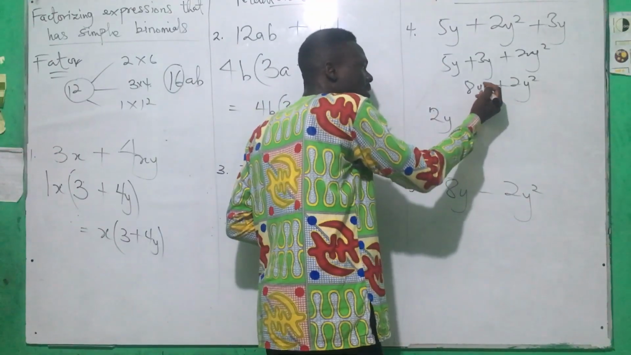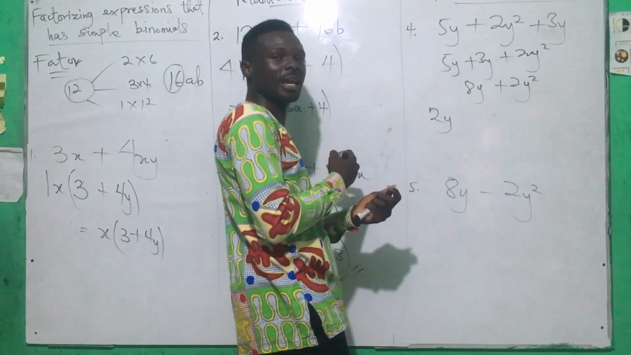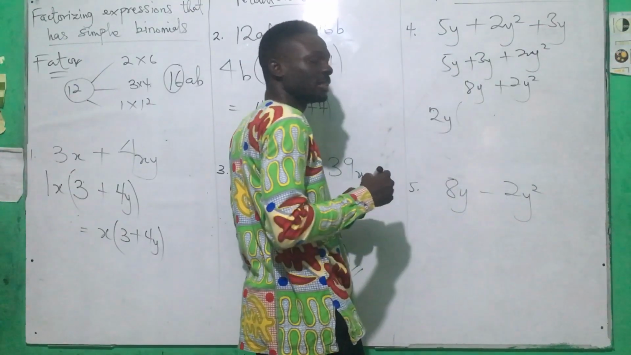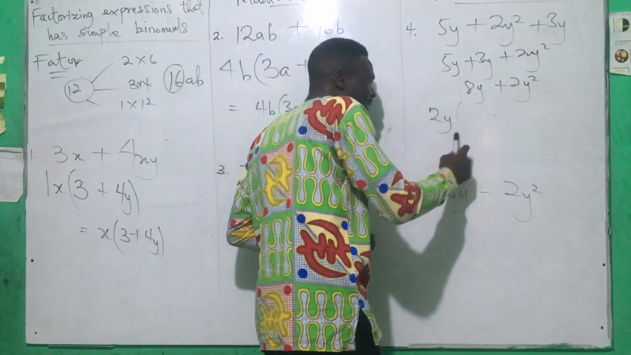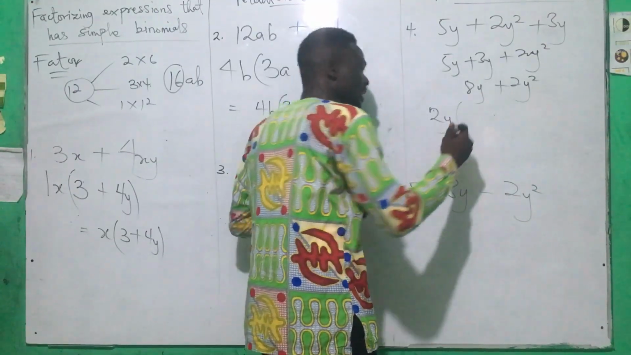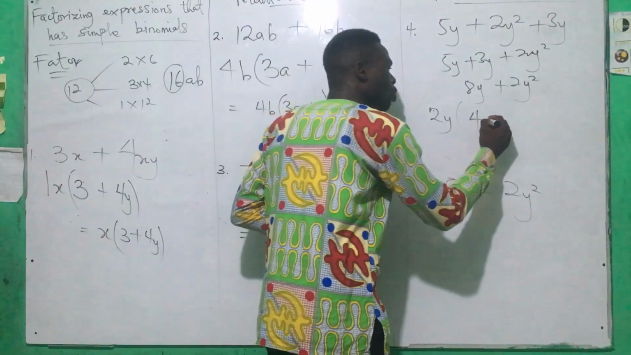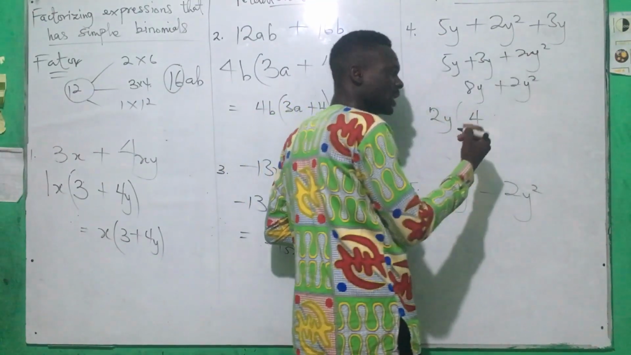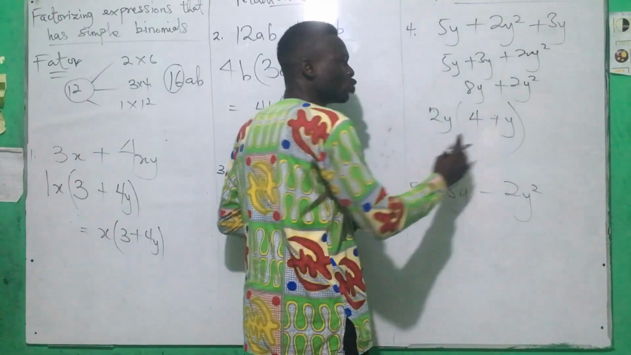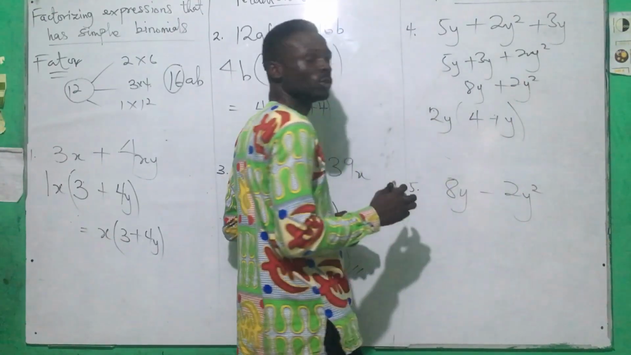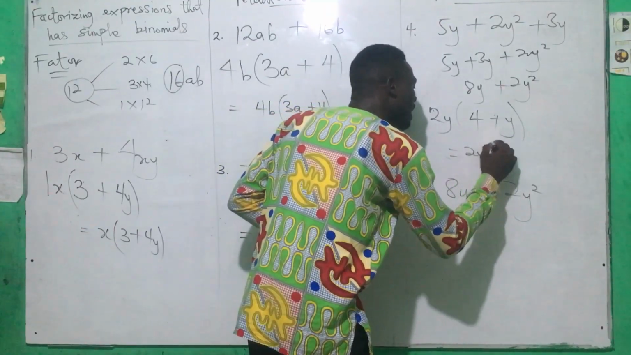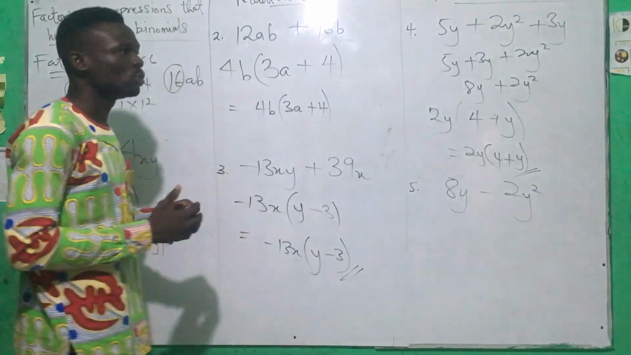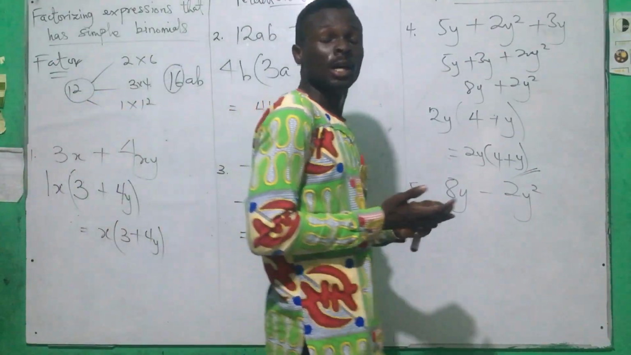So now that we've been able to bring out the common terms, we introduce a bracket. So what number times 2y will give you 8y? It's 4. And what number times 2y will give you 2y squared? It's y. So the y is 2, 1 is out, you are left with what? 1. So your answer is 2y bracket of 4 plus y. And this is very simple for you to get the concept in factorization.